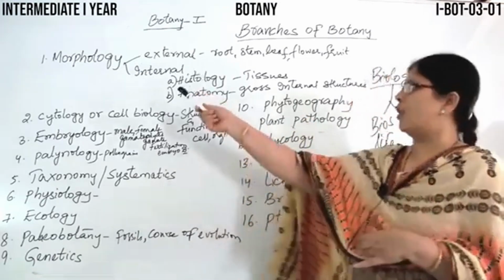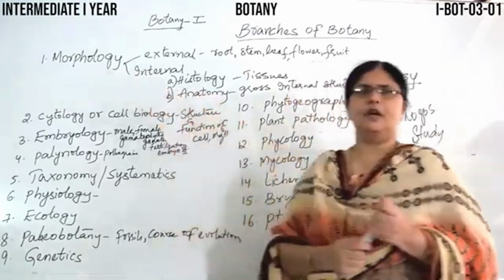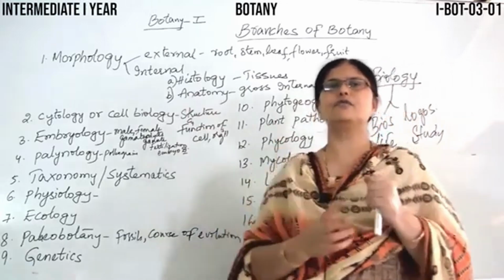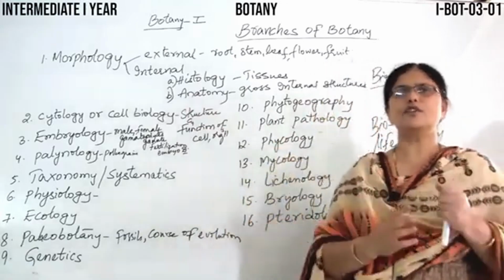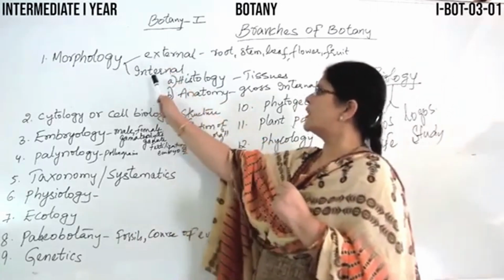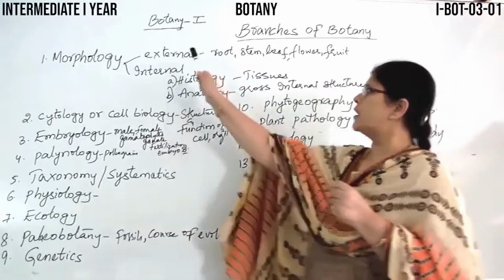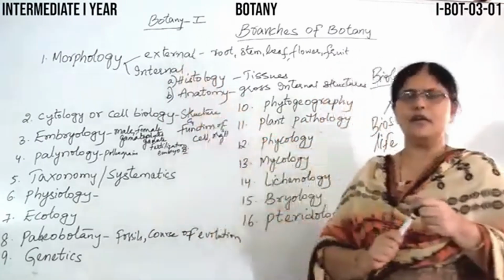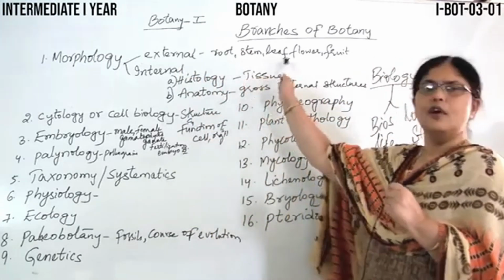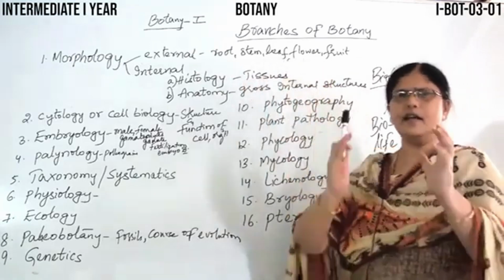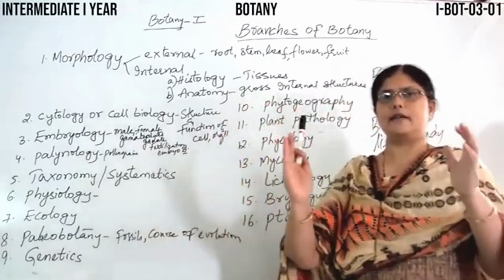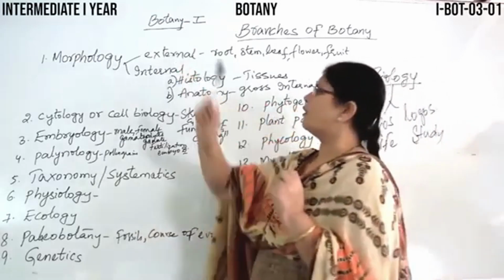The first branch of botany is called morphology. Now, what is meant by morphology? It is nothing but the study of the external appearance of the plant body. Morphology is divided further into two branches, which are called external morphology and internal morphology. External morphology deals with the study of the external appearance or the external characteristic features of root, stem, leaf, flower, fruit, seed, etc. Anything which appears externally on the plant surface, the study of all those external characteristic features is called external morphology.